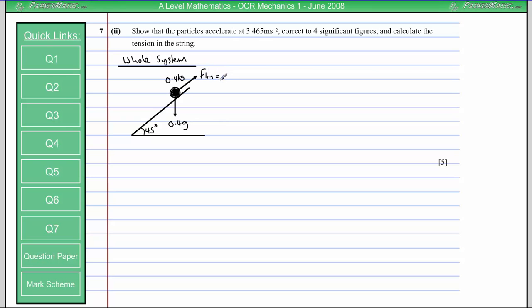Remember, this friction is only acting on one of the particles, and it has a magnitude of 1.386 newtons to 4 significant figures. Although if we're actually going to use this in the calculation, we may as well use the exact calculation we used earlier. So let's resolve parallel to the slope.